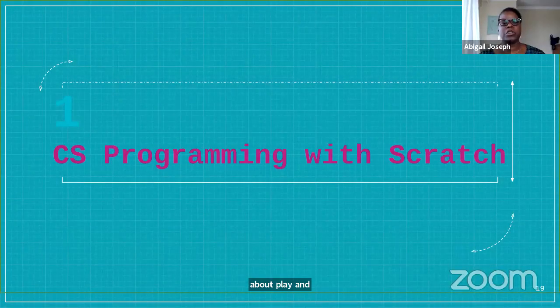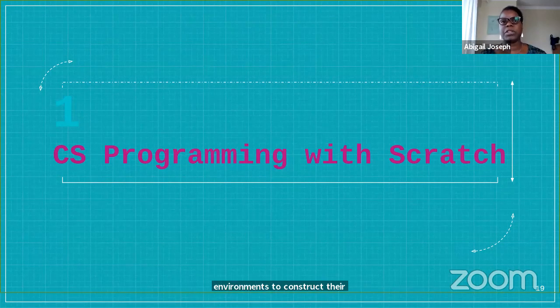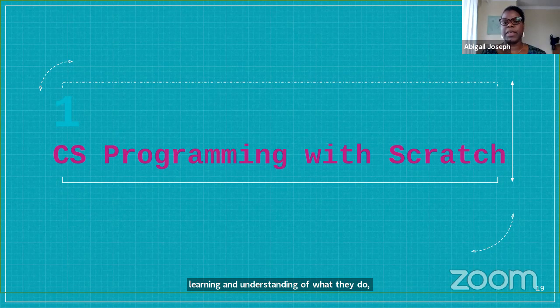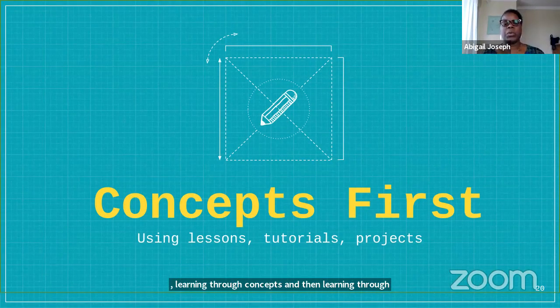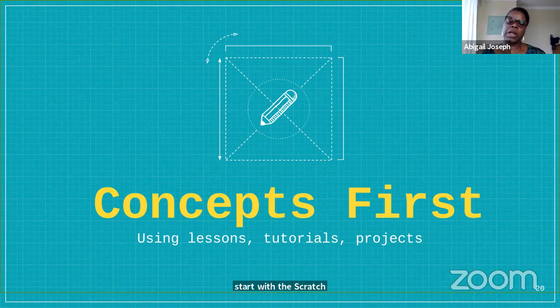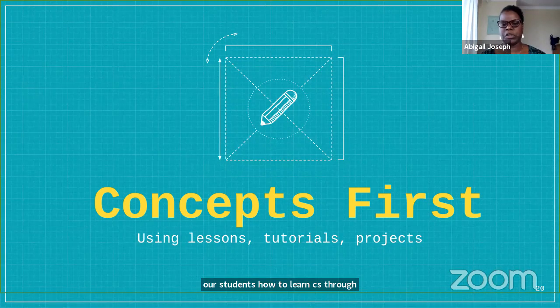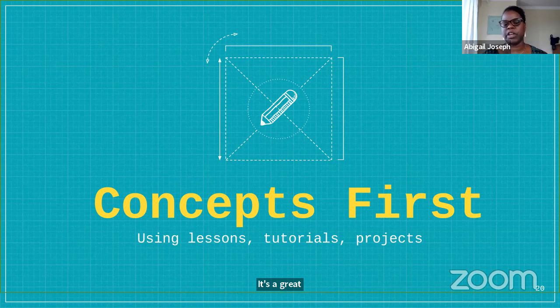All right, so we're going to get into 3 different sections, and I'm going to talk about learning through concepts and then learning through play. So we're going to start with the Scratch programming language. So concepts first. Often in CS, we teach our students how to learn CS through lessons, tutorials, or projects. Many of you may be familiar with the Hour of Code. It's a great entry point for students to interact and learn about computer science concepts. Often those lessons are very tutorial based or project based.